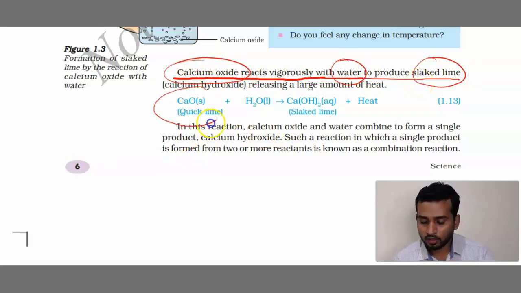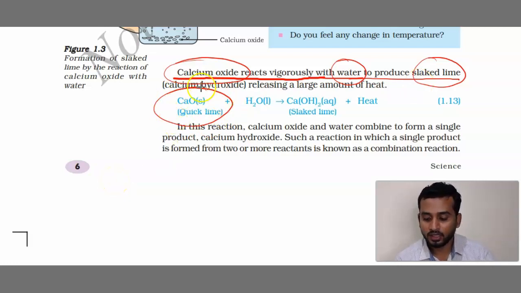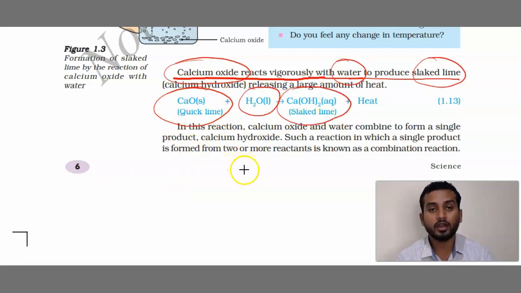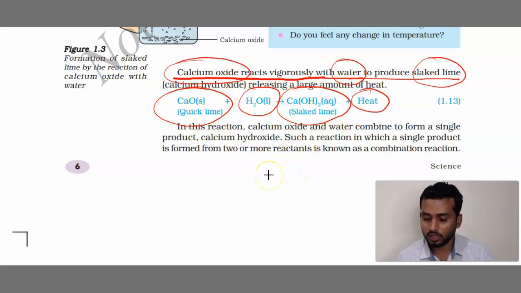Done? So calcium oxide is also known as quicklime. Remember this, calcium oxide is also known as quicklime. When it reacts with water, it gives slaked lime. Slaked lime means calcium hydroxide. So please remember these names. Calcium oxide means quicklime. Slaked lime means calcium hydroxide, and it will produce heat also. Any doubts? So here the question is, what happens when calcium oxide reacts with water? It produces slaked lime. Got it?